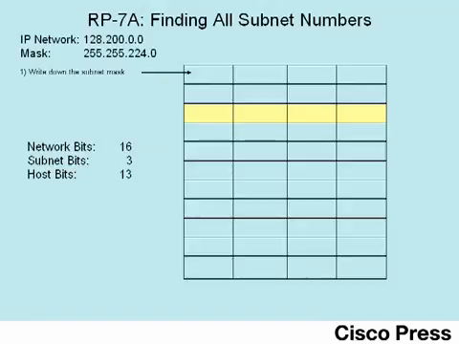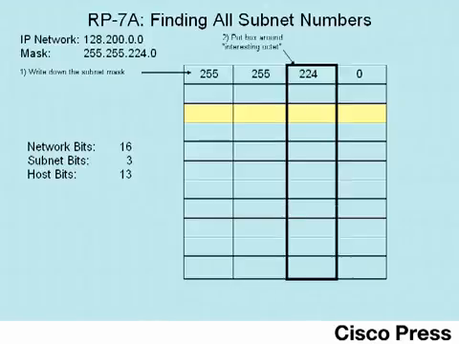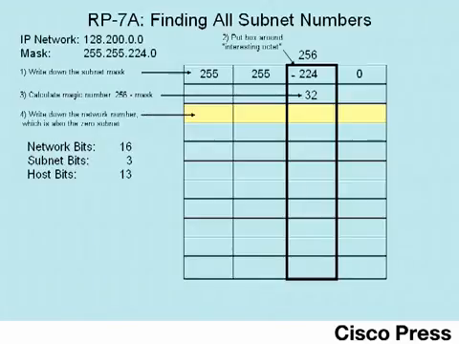So, taking a look at the first 4 steps, first we see that we simply copy down the mask into the top row of a table. Then at step 2, we put a box around the interesting octet. Once again, that's the octet in which the mask is not a 0, nor is it a 255. At step 3, you calculate the magic number. The magic number is 256 minus the value of the mask in the interesting octet. In this case, 256 minus 224, or 32. Finally, at step 4, you just write down the classful network number, which is also the exact same value as the 0 subnet.